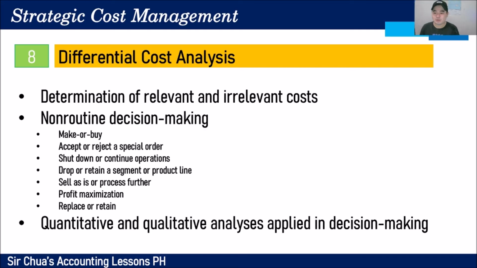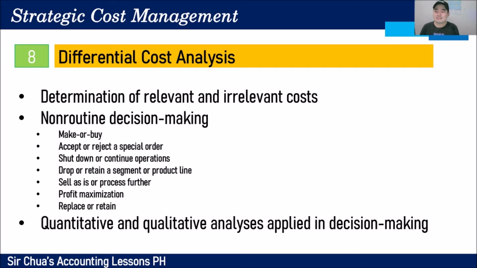Or accept or reject a special order. I don't have excess capacity, or I have excess capacity. Should I accept or reject this special order? Or we also have shutdown or continue operations. That is very relevant today in the COVID-19 pandemic. Should I shut down or should I continue? And then drop or retain a segment or product line. I have a product line which is not performing well. Should I drop it, or should I continue selling it even though it's at a loss?